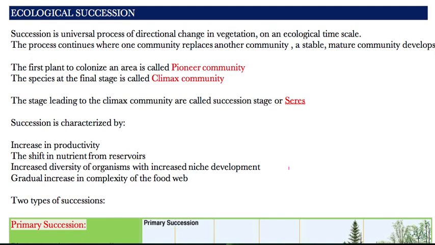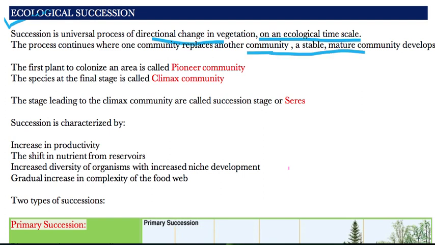So now coming to one important concept which is called ecological succession. Succession is a universal process of directional change in vegetation on an ecological time scale. That is, the time scale is ecological, that it takes thousands of years. The process continues where one community replaces another community, and then ultimately a stable mature community develops.